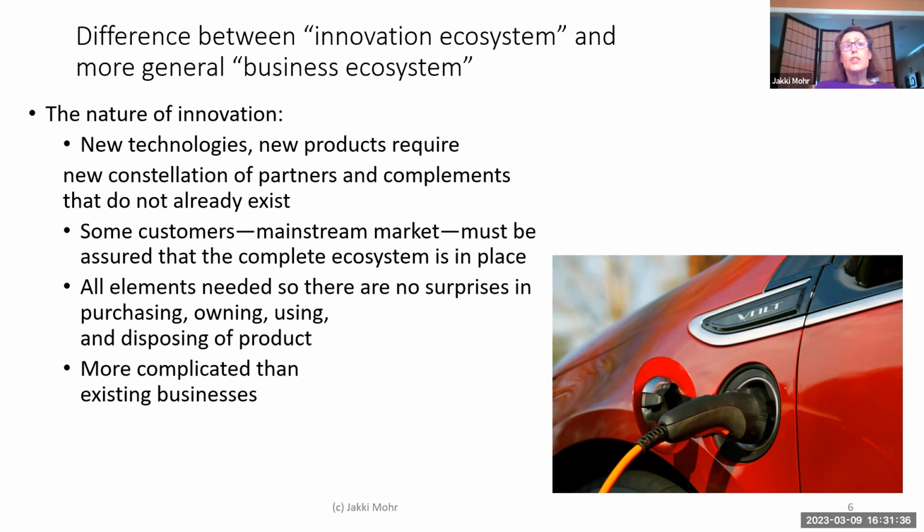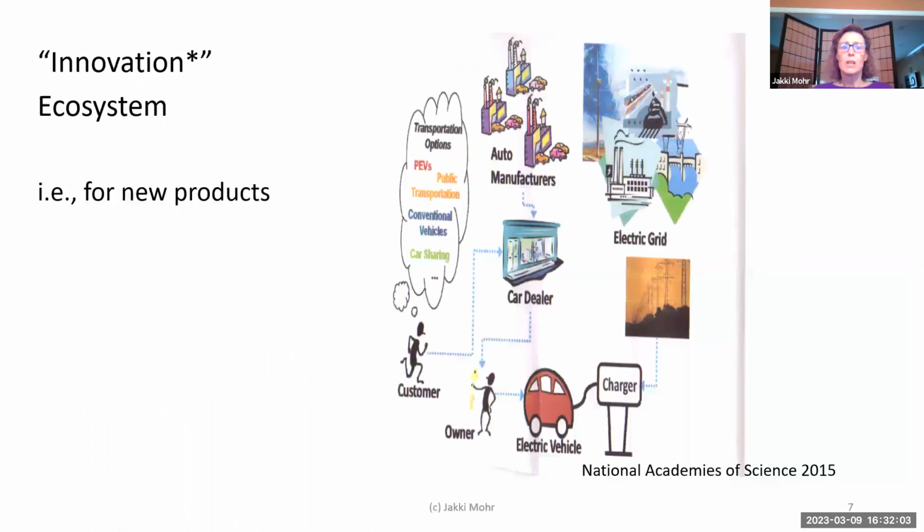So this innovation ecosystem means that all elements are needed so that the customer has no surprises when they purchase, own, use, and even dispose of the product. We're all concerned about recycling of car batteries. So at this point, knowing the nature of innovation means that an innovation ecosystem is more complicated than a traditional business ecosystem, where we already have an idea of who the players might be and what customers need.